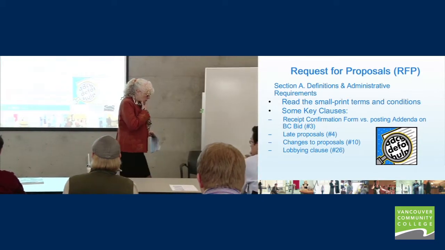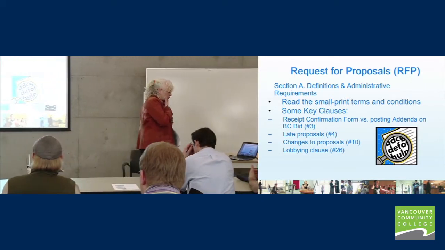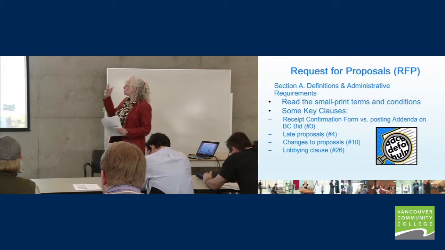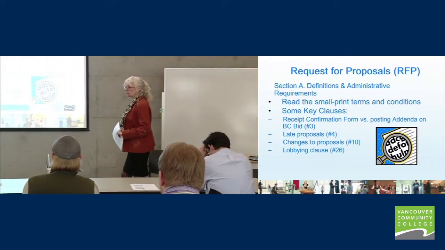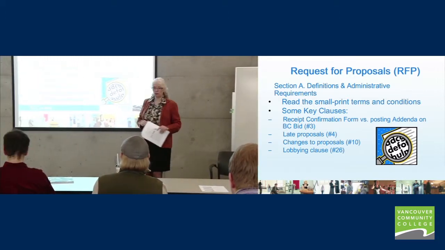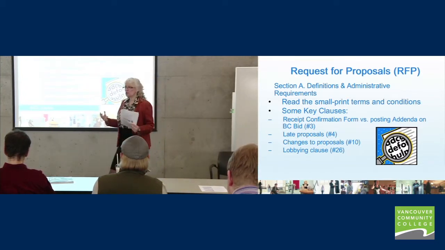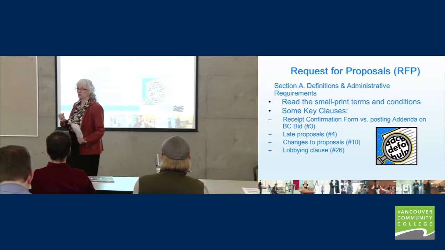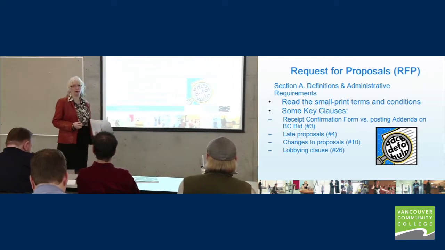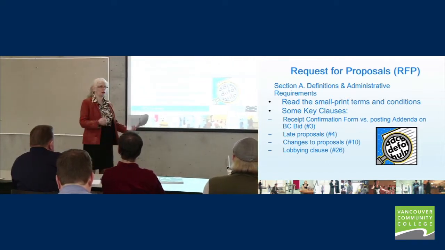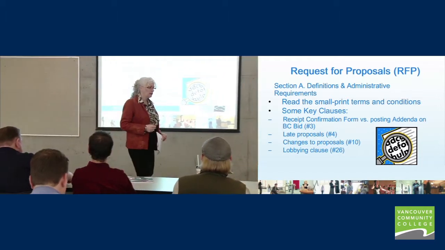So in our RFPs, we've divided them into two major sections. Section A, which is definitions and administrative requirements, and then Section B, which has, here's what we're looking for. As a vendor, you go to that Section B because that's got the meat and potatoes of what the college is looking for. What are we buying? What do we want the proponents to have? That's where it's all going to be, is in Section B.